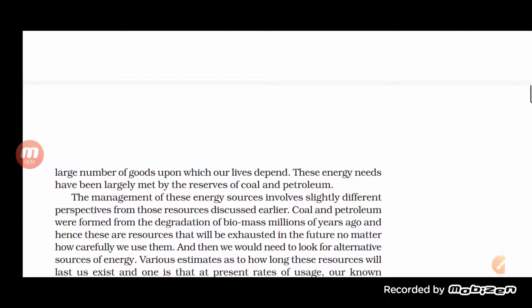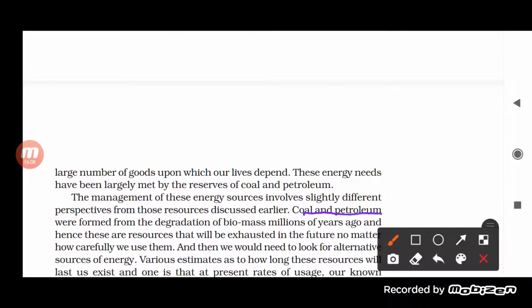And coal and petroleum, you know, management of coal and petroleum is really important, and the reason is that they take a lot of time for their formation. That is why it is written here that coal and petroleum were formed from the degradation of biomass millions of years ago, and hence these resources will be exhausted in future, no matter how carefully we use them. And then we need to look for alternative sources of energy.